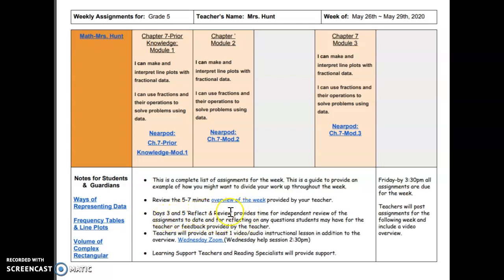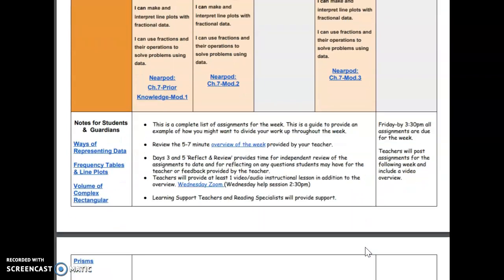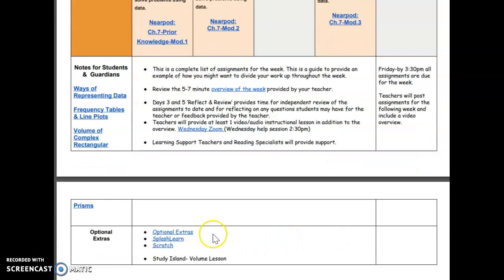We still have our reflect days built in, although I don't have them numbered. And also, if you have questions and need some help, we won't have a Zoom meeting on Monday because it's a holiday, but we will have one on Wednesday at 2:30. Okay, so we'll be reviewing probably most of this information that you've done in the 3 modules. Okay, and as always, there's extras down here.